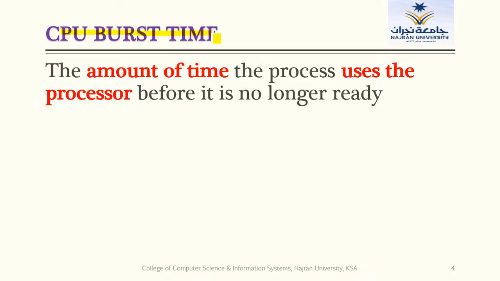The first one is CPU burst time. What is CPU burst time? This is the amount of time the process uses the processor before it is no longer ready. That is, how much time a process needs the processor, meaning how much time it needs to finish its work. We have one process, and of course this process has some objective, some duty to perform. So how much time does it need to finish its work? That is called burst time, CPU burst time. So try to understand this, because we will use burst time in our scheduling algorithms. We will solve some examples, so it is very important.